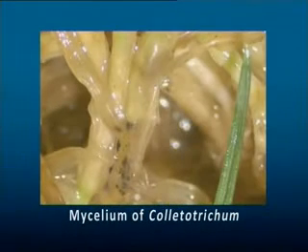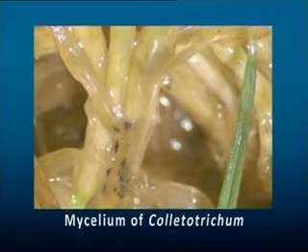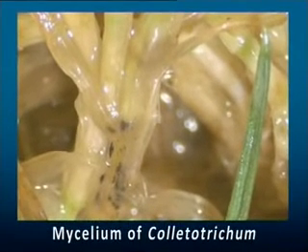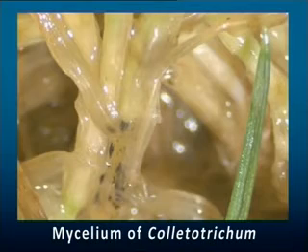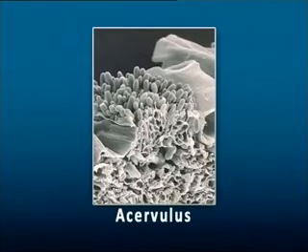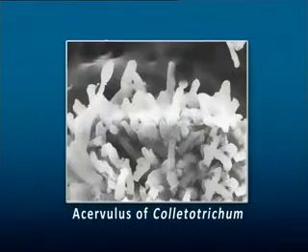Mycelium of Colletotrichum species is internal and septate. It grows inter as well as intracellularly. Conidiophores arise from the reproductive structures called acervulus and give rise to conidia to continue the life cycle asexually. Now, introduction to this genus.